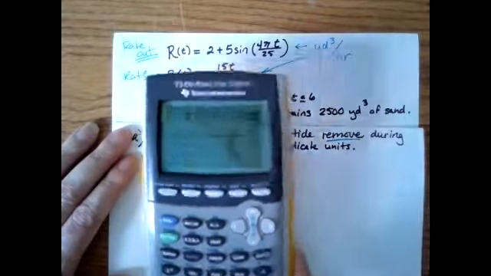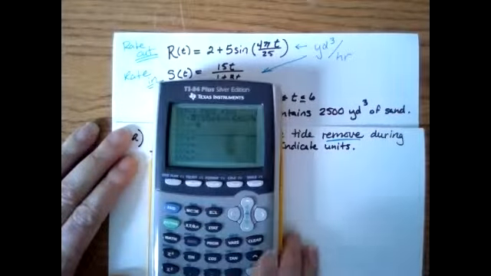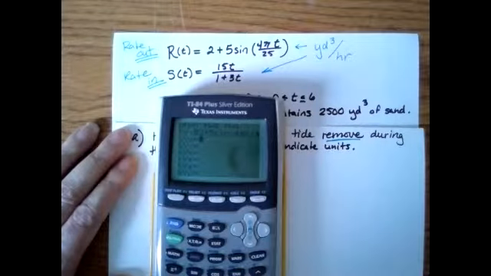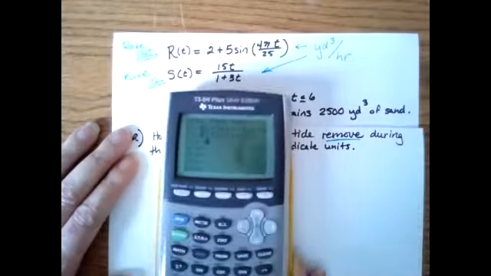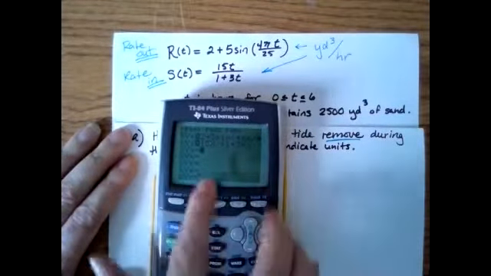I know this is blurry on the screen there, but you can enter that in your calculator. Pause the video and get that entered. And while you're there, enter y2 and let that be s of t. Let me double check and make sure I have those entered correctly. Okay, so I've got R in Y1 and S in Y2.